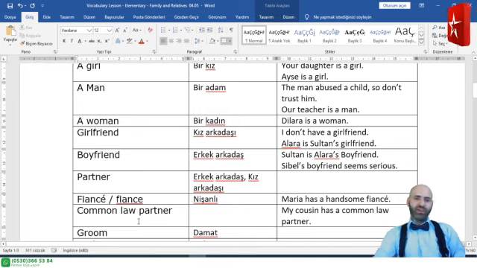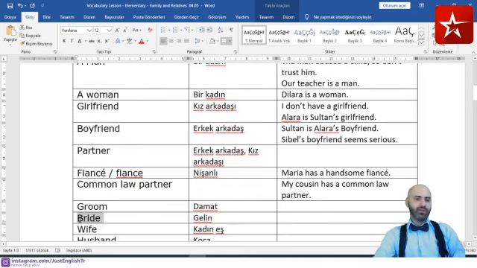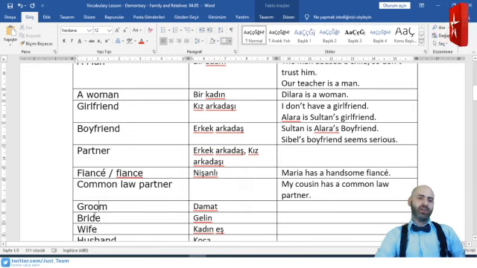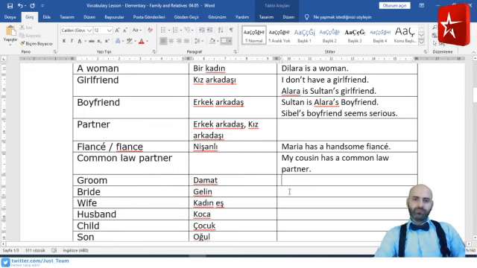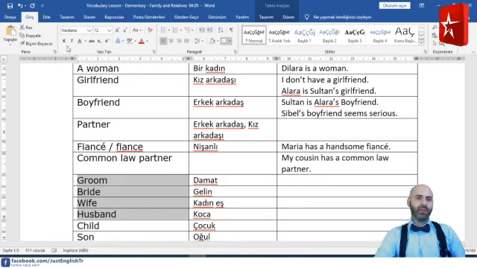Now, during the wedding, the man is called groom and the woman is called bride, okay? During the wedding day, only during the wedding day, we say groom and bride. After the wedding, they become wife and husband. Hello, Zeki. So, groom is a man during the wedding. Bride is a woman. After the wedding, the woman is wife and the man is husband, okay?